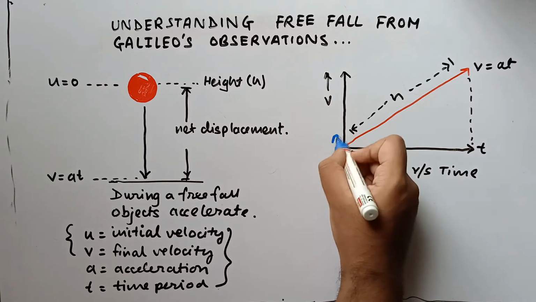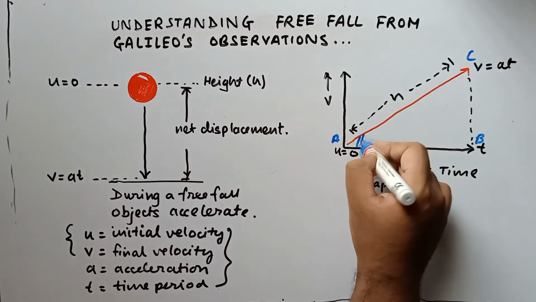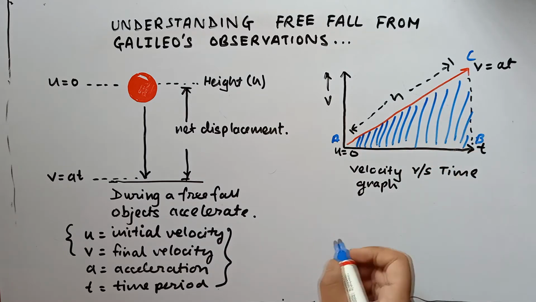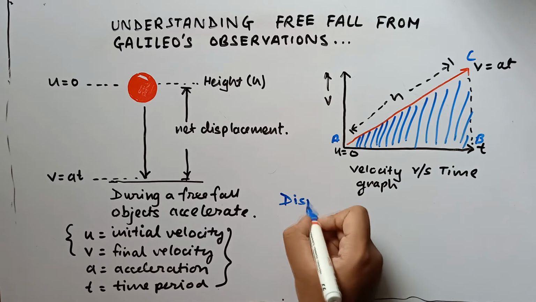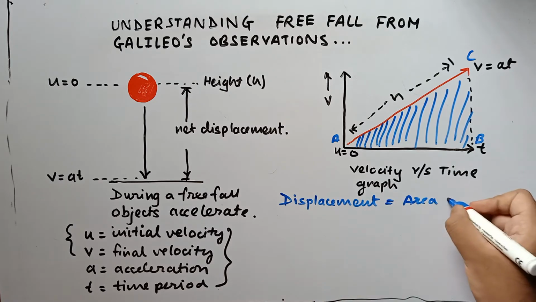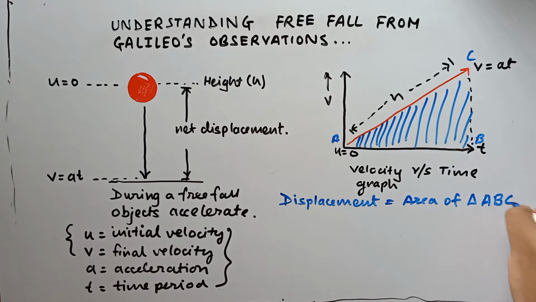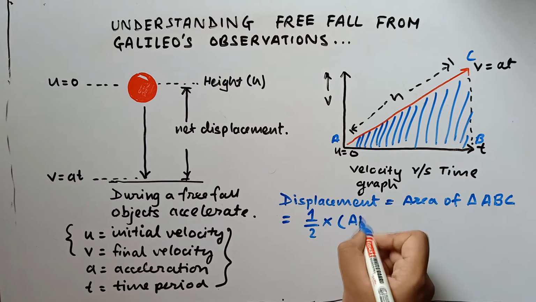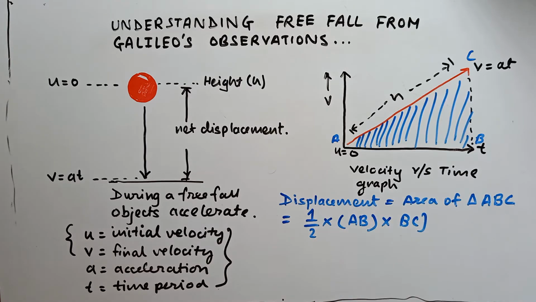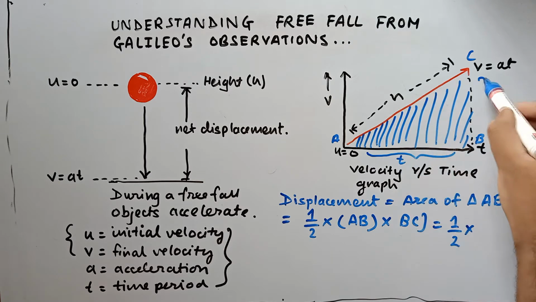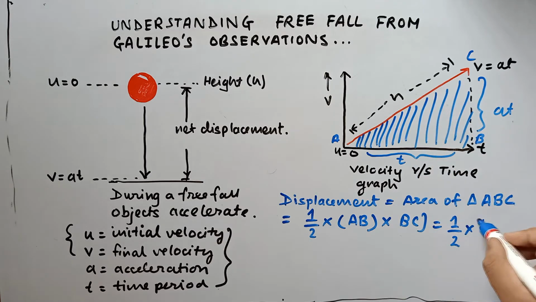So if I name these points A, B, C, it becomes a triangle, and this is the shaded region. So the principle is that if I calculate the area of this shaded portion, we get the displacement suffered by the ball from height h to the ground. So area of triangle ABC is just half multiplied by base multiplied by its height, and for this case the value of the base is the total time period, that is t, and the height is at.